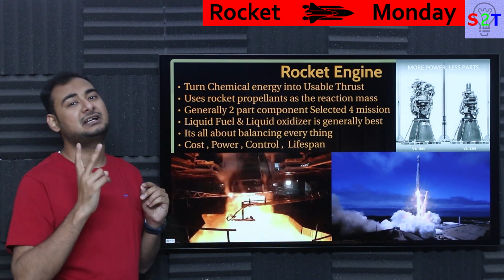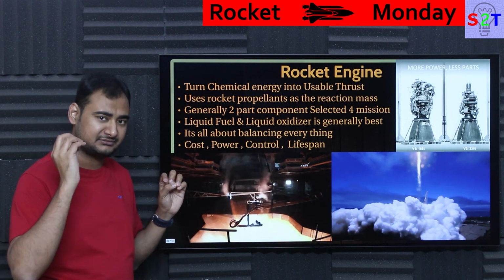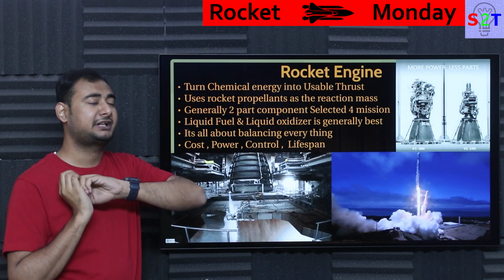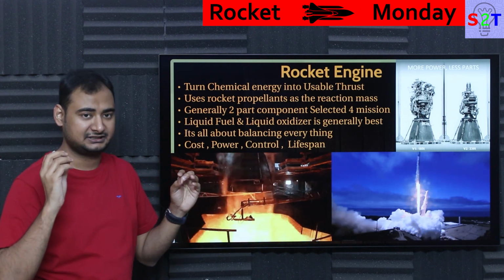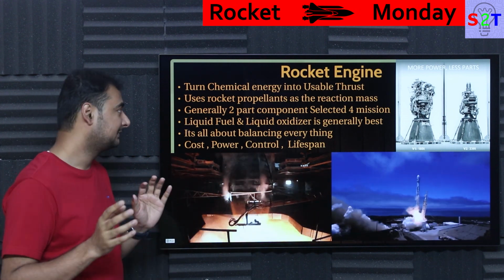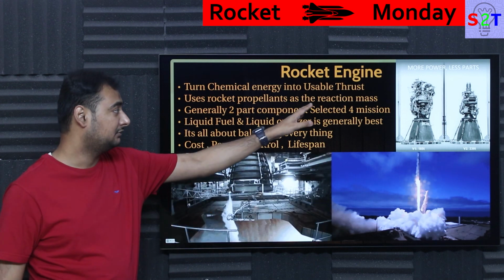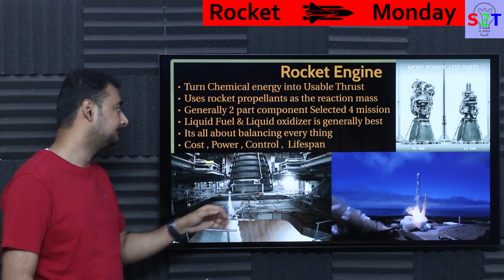Now again, those two things are interchangeable, meaning if you are throwing something that is very light but you can throw it at ludicrously high speed, you can get the same performance as if you are throwing something that is very heavy but at slower speed. So those are the two things, and those create your reaction mass. You have to throw something away.